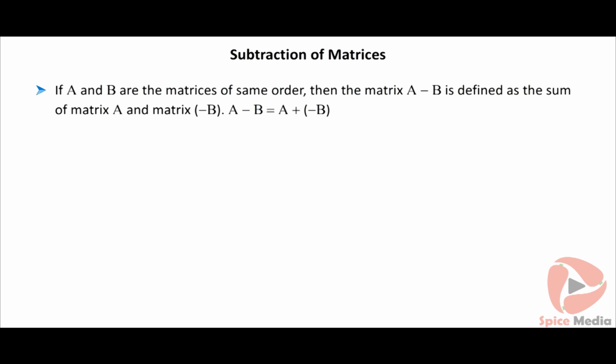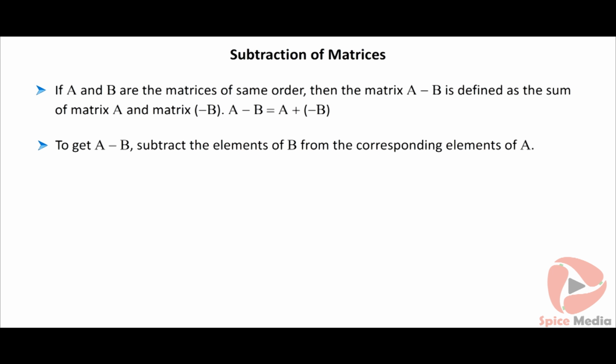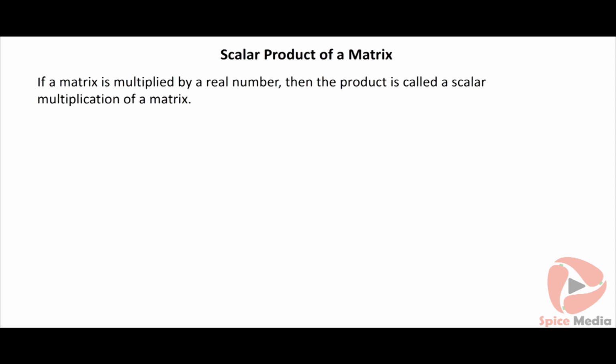Let us now look at the subtraction of matrices. If A and B are matrices of the same order, then the matrix A - B is defined as the sum of matrix A and matrix -B. A - B = A + (-B). To get A - B, subtract the elements of B from the corresponding elements of A. A - B is also called the difference of A and B.